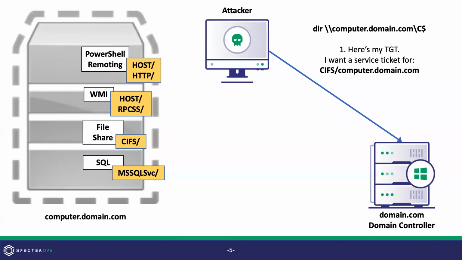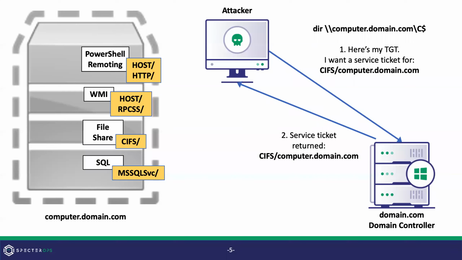What actually happens under the hood is that system will take its ticket granting ticket and present it to the domain controller and say, hey, here's my TGT. I would like a service ticket for the service principal name that corresponds with the action I just performed. Because I'm trying to access the file system, my computer implicitly will request a service ticket for the CIFS/computer-name service principal name, which maps to file system access. The domain controller will return a service ticket for CIFS/computer.domain.com.